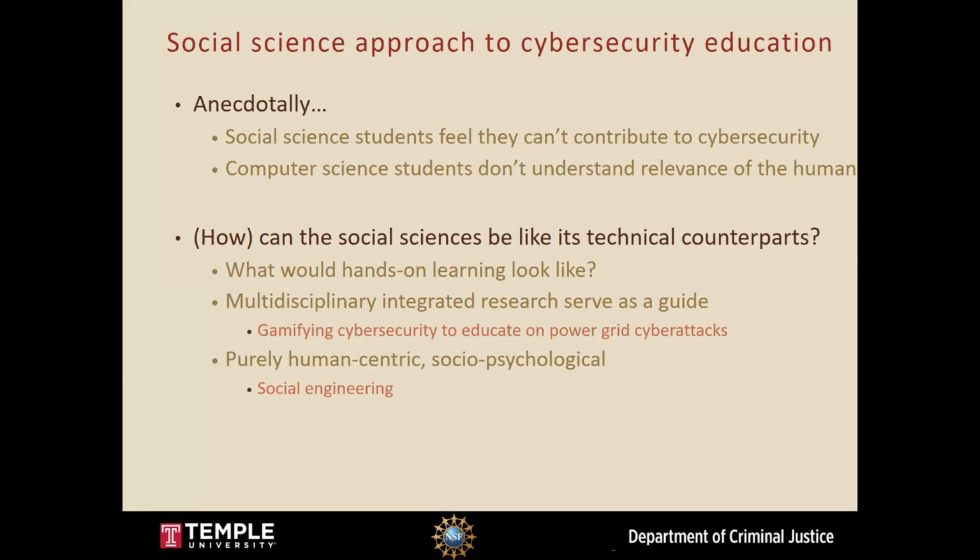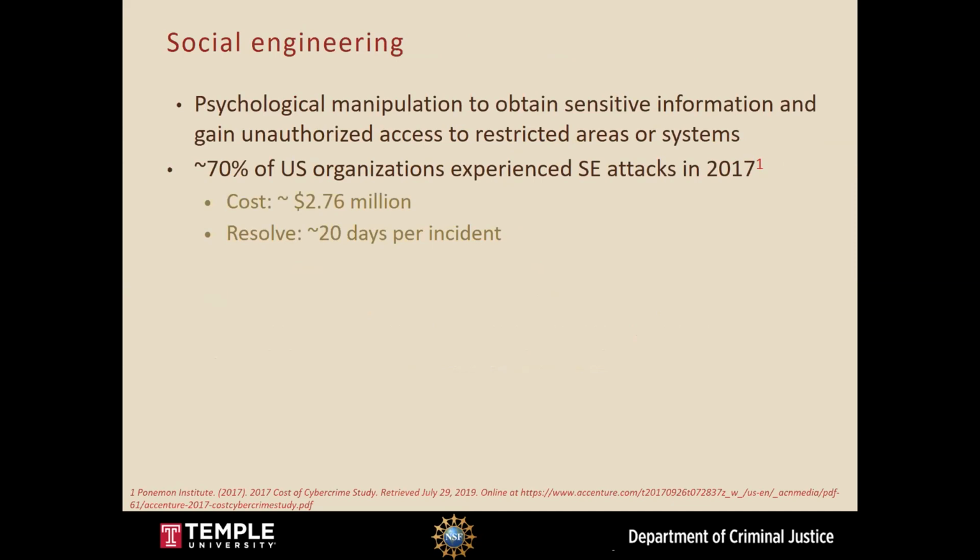We've done some work. We've worked with Idaho National Labs in gamifying cybersecurity to educate students in the area of power grid cyber attacks. More recently, we've looked at purely human-centric socio-psychological course projects. The one that I'm going to be talking about is social engineering. If you aren't aware of what that is, it's where cyber adversaries use psychological manipulation to obtain sensitive information and/or gain unauthorized access to restricted areas or systems. Increasingly, we're seeing a lot of social engineering attacks. In 2017 alone, 70% of US organizations experienced social engineering attacks, which cost approximately 2.76 million and took on average about 20 days to resolve per incident.